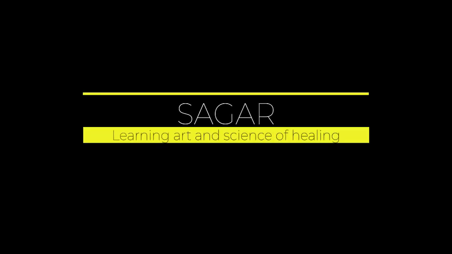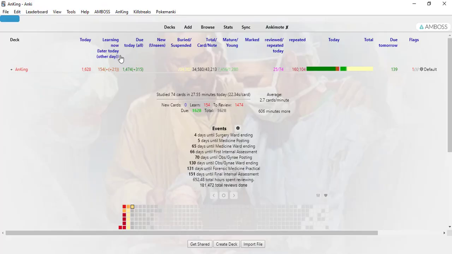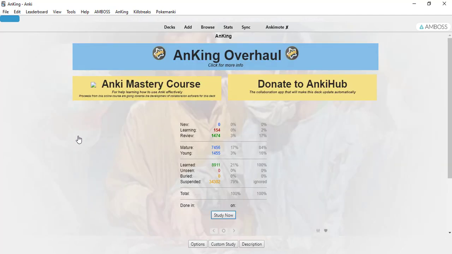So how does the Anki algorithm work? Let me explain this to you. Anki is basically a flashcard app, and there are three different types of cards. I'm using this deck, AnKing, and all thanks to the creator. Let's see, there are blue cards, red cards, and green cards.